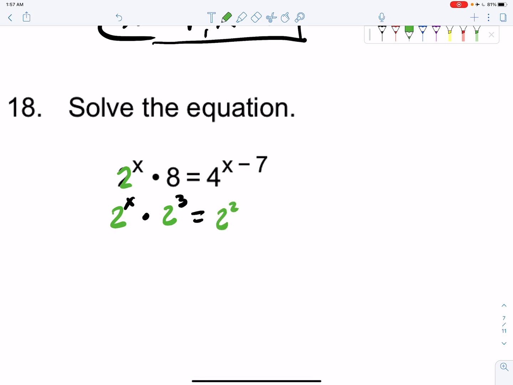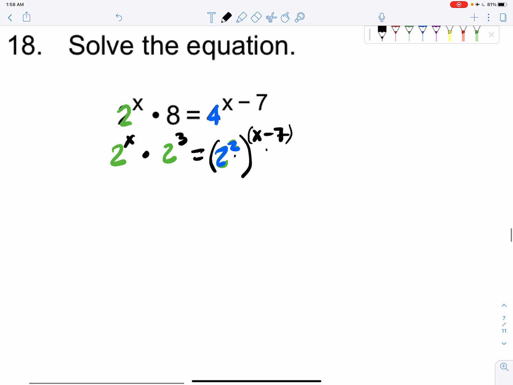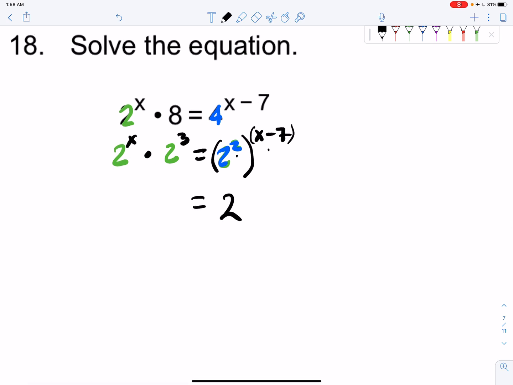Let me use another color. So 2 to the second is replacing the 4. Now don't forget that that 4 was raised to the x minus 7 power. That cannot be forgotten. Another thing is that, you remember, a power raised to a power, you have to distribute that when you do that step. Let's do that step right now. So 2 raised to the, now distribute, 2 raised to the 2x minus 14.